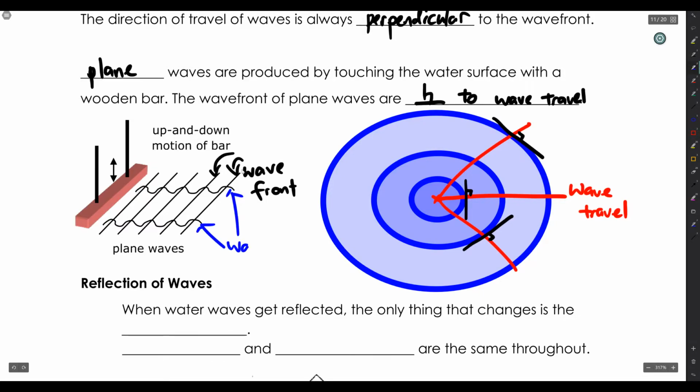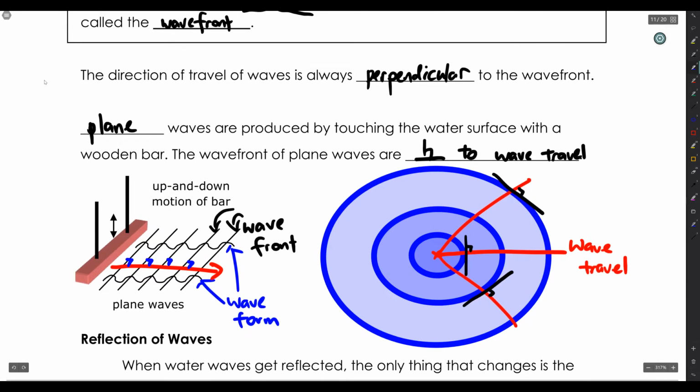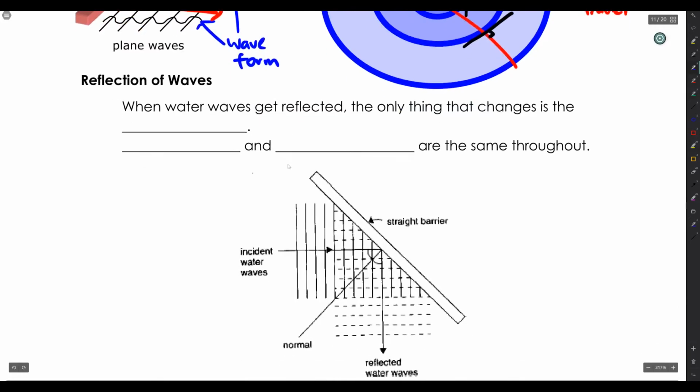They are known as your waveform. And the wave is obviously traveling this way. I'll use the red one again to represent the wave travel, and as you can see, they are all perpendicular to each other, and hence our statement is still true. The direction of travel of a wave is always perpendicular to the wavefront.